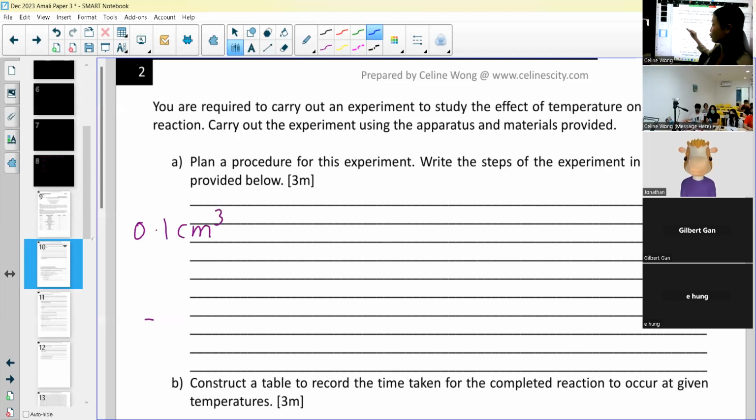This is for a measuring cylinder. If you are using a pipette or a burette, their accuracy is up to 0.01 cm3. Do you understand what I'm talking about? So step number two, what you need to do: measure 50.0 cm3, decimal point zero, measure 15.0 cm3 of hydrochloric acid by using a measuring cylinder and pour into a beaker.